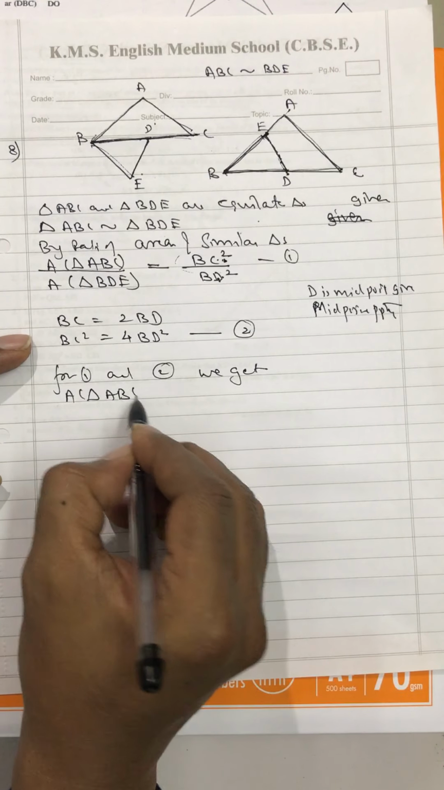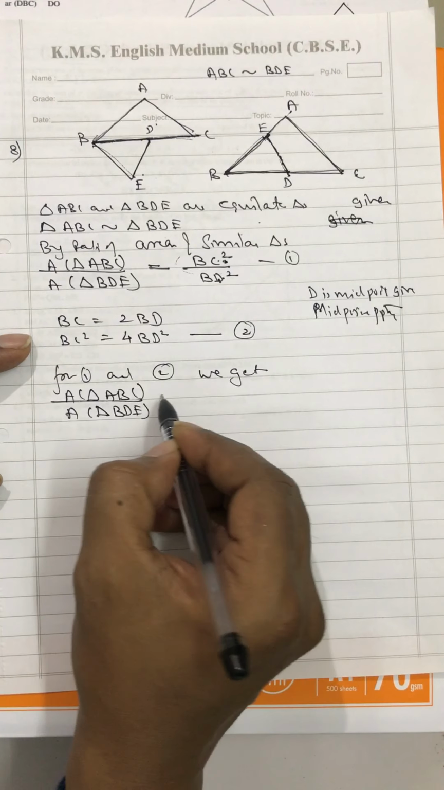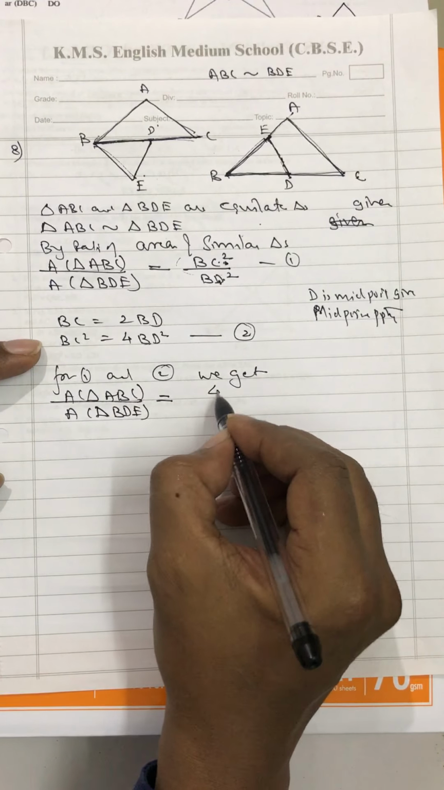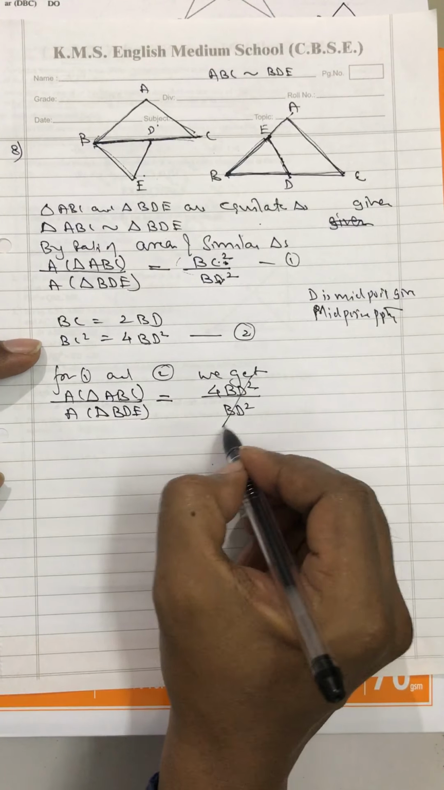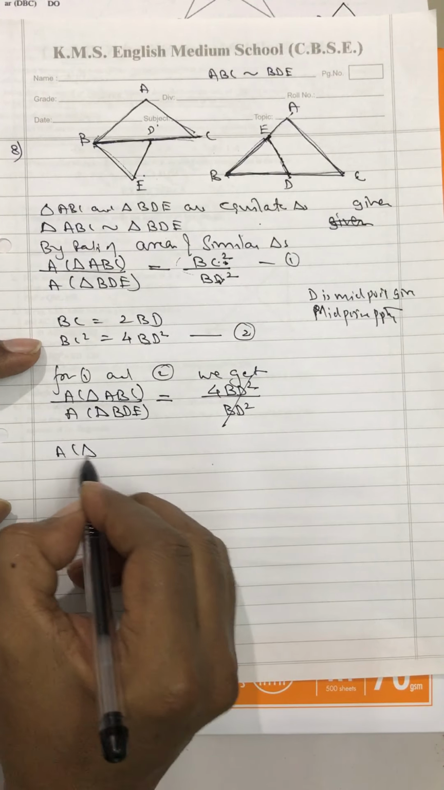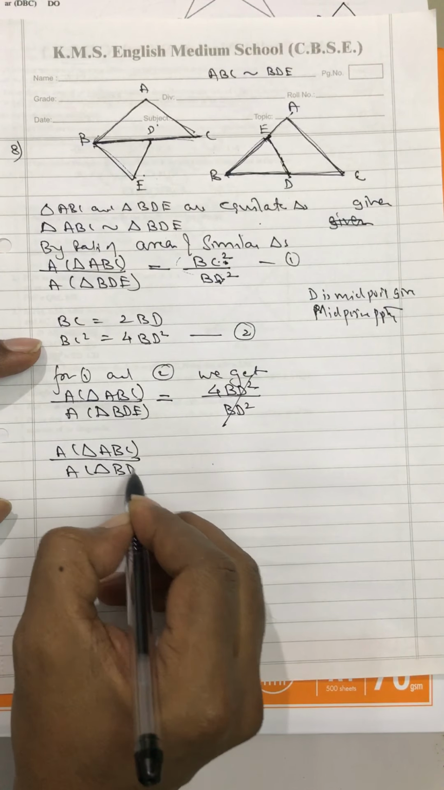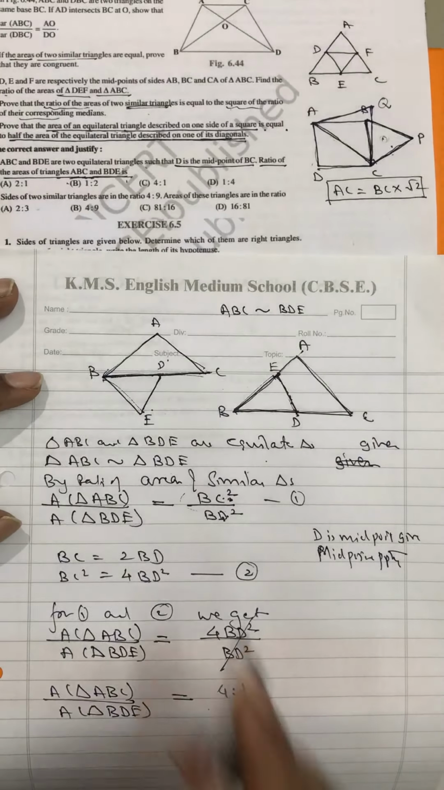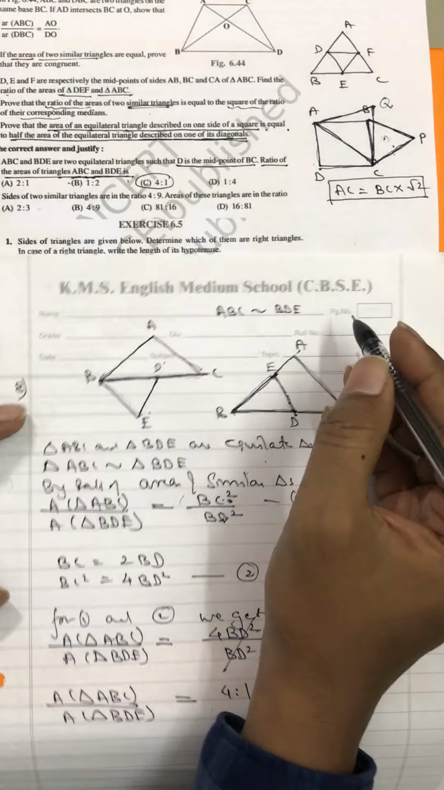From 1 and 2, we get area of triangle ABC upon area of triangle BDE is equal to BC square, no, I have got BC square is equal to 4BD square, 4BD square upon BD square. This both will go, so you will get area of triangle ABC upon area of triangle BDE is equal to 4:1, 4 upon 1. Yes, we have got it. Fine. So 8th one also is done, my dear students.